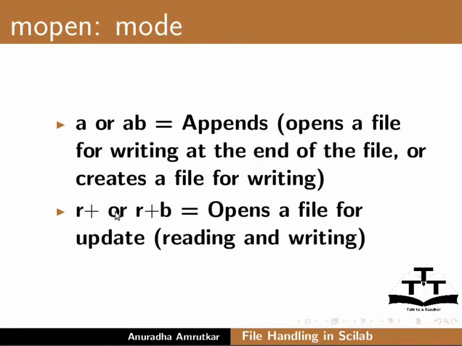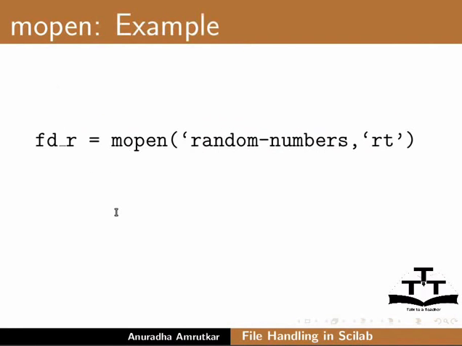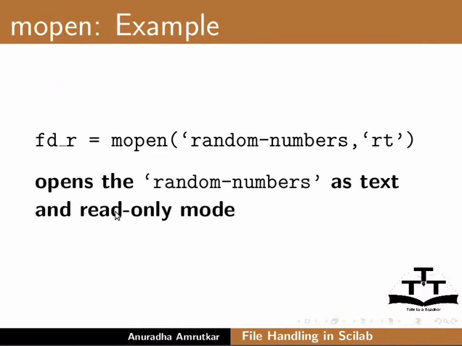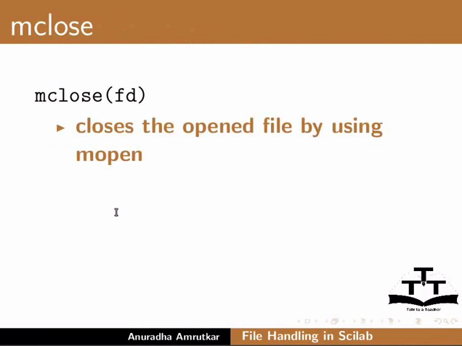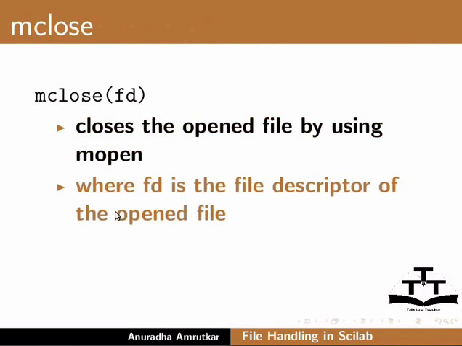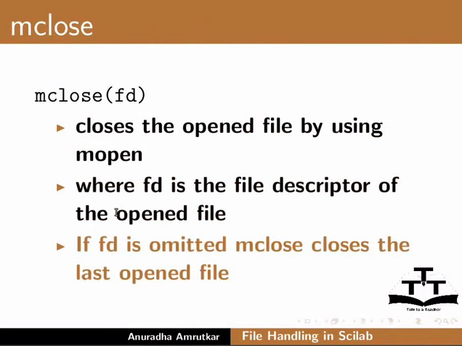For example, fd_r = mopen("random-numbers", "rt"). The above command opens random-numbers in text and read-only mode. mclose(fd) closes the file opened by using mopen, where fd is the file descriptor of the opened file. If fd is omitted, mclose closes the last opened file.